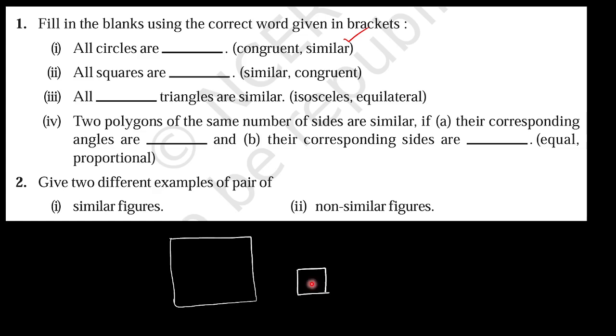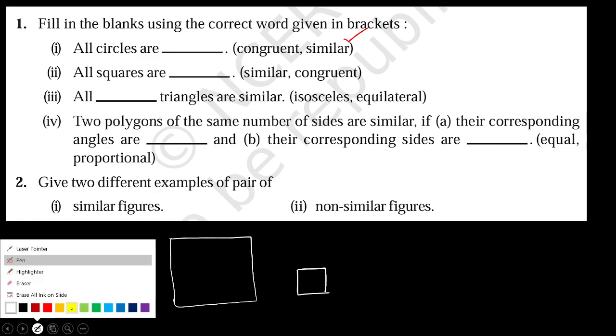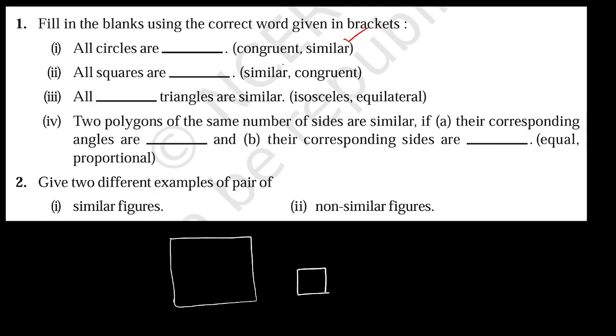But if we enlarge the smaller one uniformly, both will become identical. So both will be identical only if the smaller one is enlarged uniformly, right? It's a very simple question. Congruent means initially they are identical. Similar means they become identical only if the smaller one is enlarged uniformly. Understood? I hope you have understood. Okay. So similar in general.